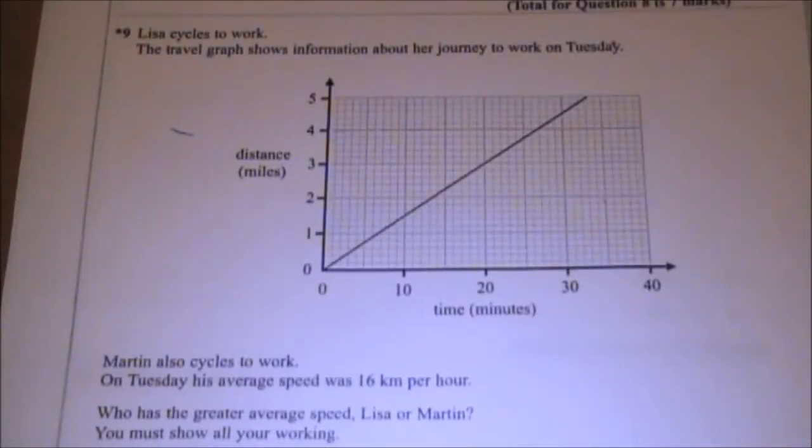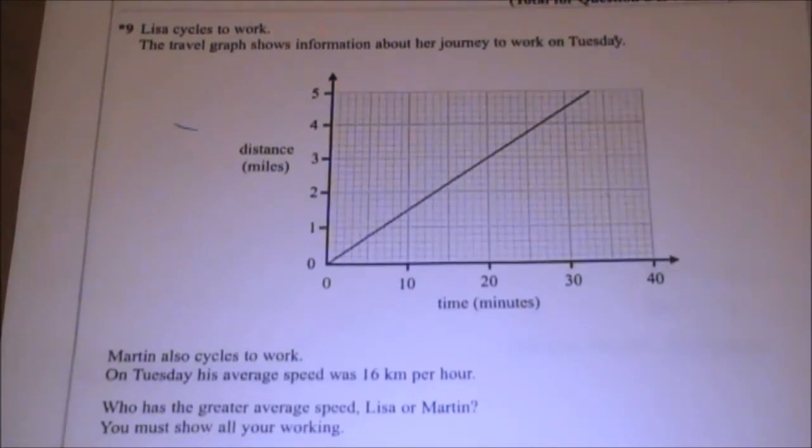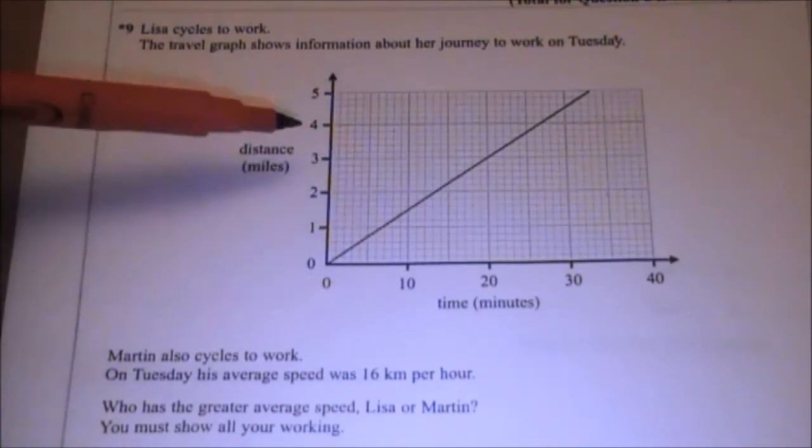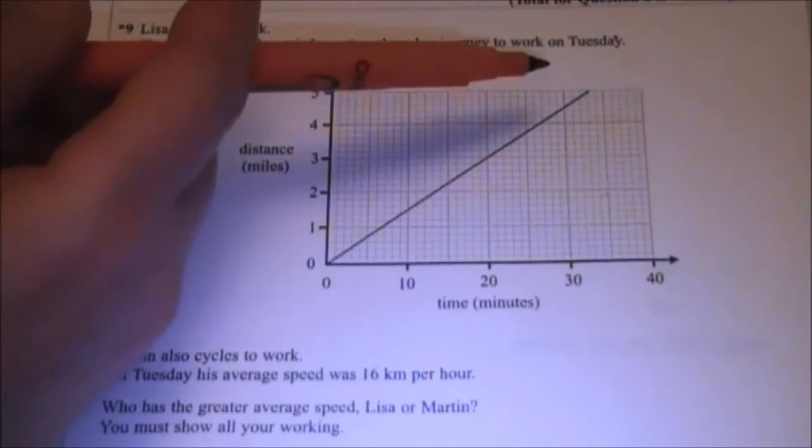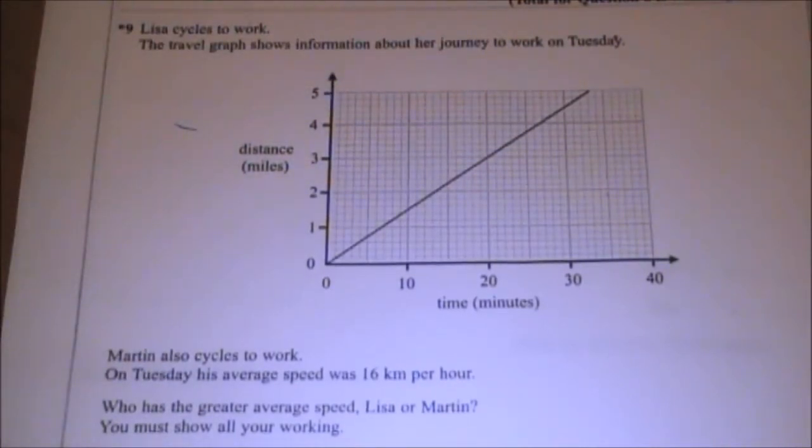Question 9 is a distance time graph question, and it's also a bit of a trick in it, as we'll see when we read down. So you've got to be observant when you're looking at these types of questions. So Lisa cycles to work. The travel graph shows information about her journey on Tuesday. So this line here is Lisa's journey to work when she cycles on Tuesday.